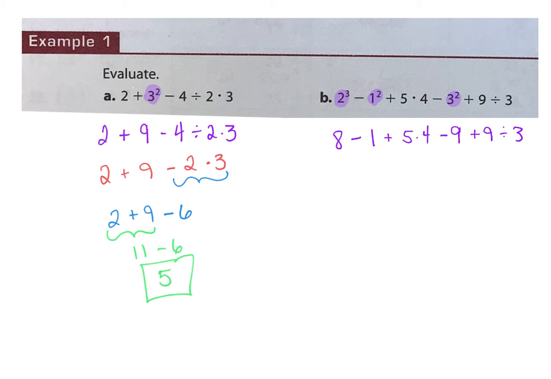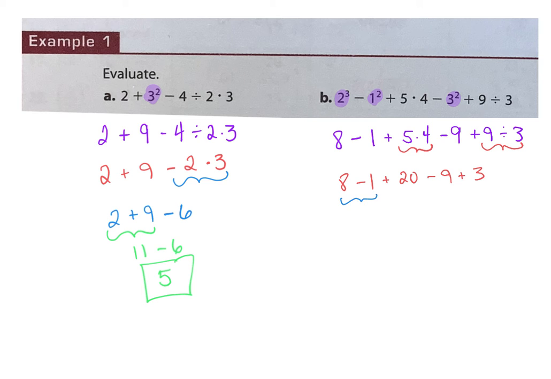All right, now I'm going to do my multiplication and division from left to right. So I have a multiplication here, and I have a division here. So I'm going to say 8 minus 1 plus, what is 5 times 4? 20. Minus 9, what is 9 divided by 3? 3. And now I'm going to do my addition and subtraction.